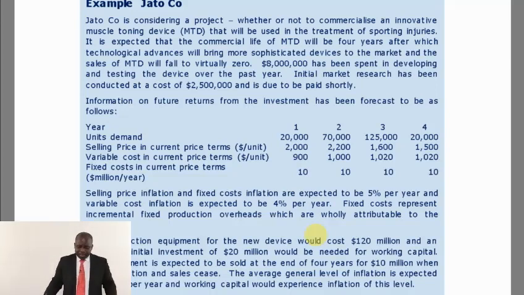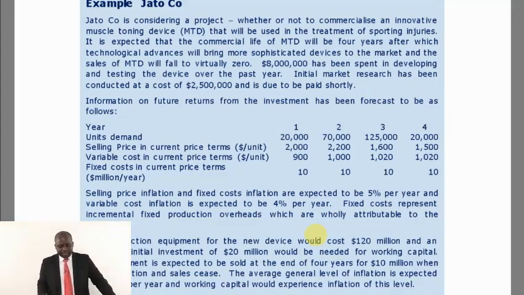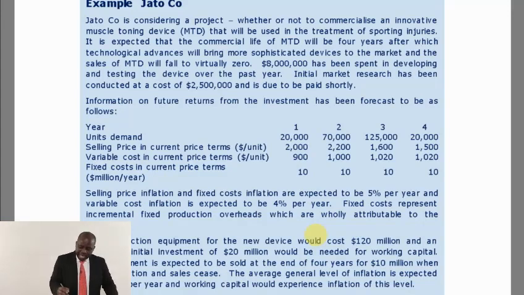Jetaco is considering a project whether or not to commercialize an innovative muscular toning device, MTD, that will be used in the treatment of sporting injuries. It is expected that the commercial life of the MTD will be 4 years. So I know that project life is 4 years. This is what I've picked.